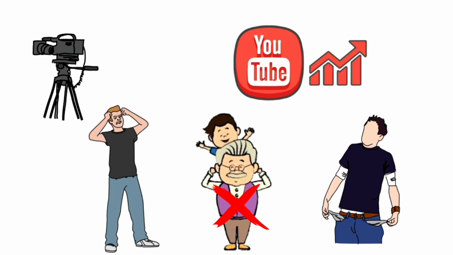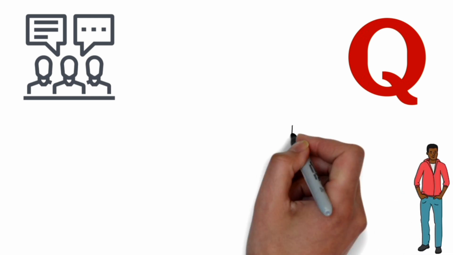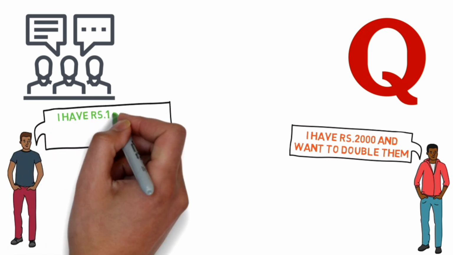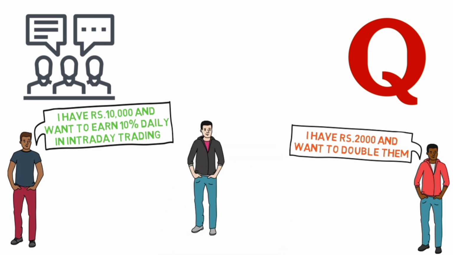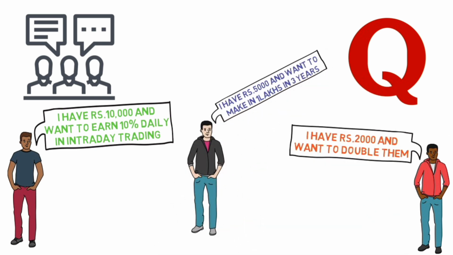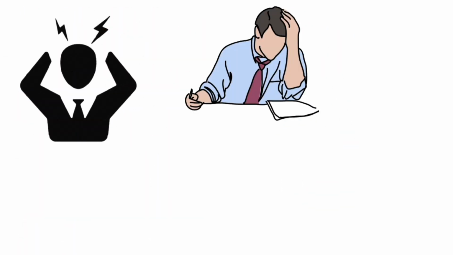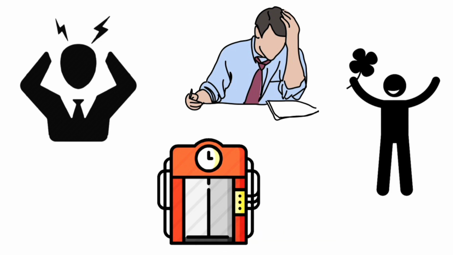On trading forums, YouTube comments, and Quora, people ask questions like, I have 2000 rupees and I want to double my money. They have 10,000 in their account and they want to earn 10% doing intraday every day. They have 5,000 and they want to make 1 lakh rupees in 3 years. Now, these are extremely unrealistic expectations. It's very improbable that such a return can ever be achieved. You either have to be very lucky or you have to have a time machine so that you can predict the future as per your convenience.